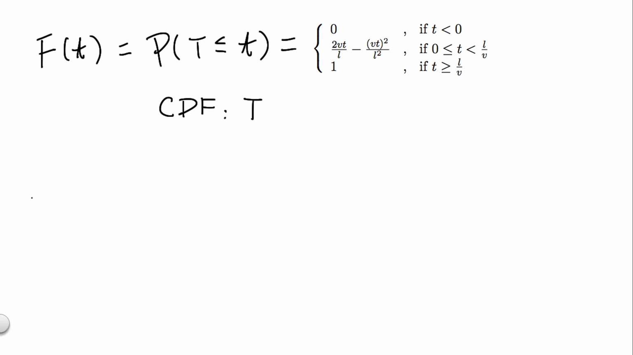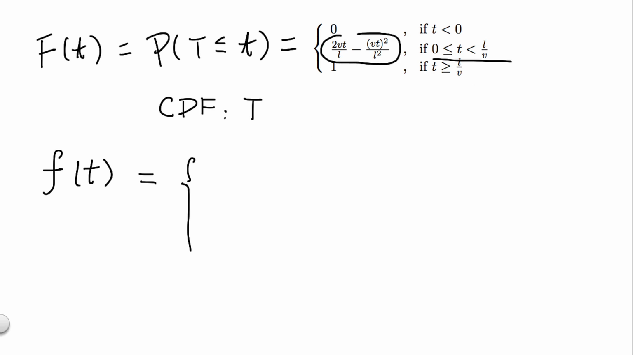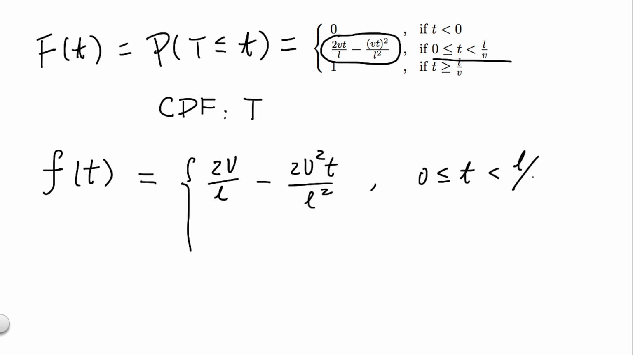And as a final step, we can also compute the probability density function for T. We'll call it little f of t. And we do so by simply differentiating the CDF in different regions of t. To begin, we'll look at t between 0 and L over V, and differentiating the expression with respect to t will give us 2V over L minus 2V squared t over L squared. And this applies to t greater than or equal to 0 and less than L over V.